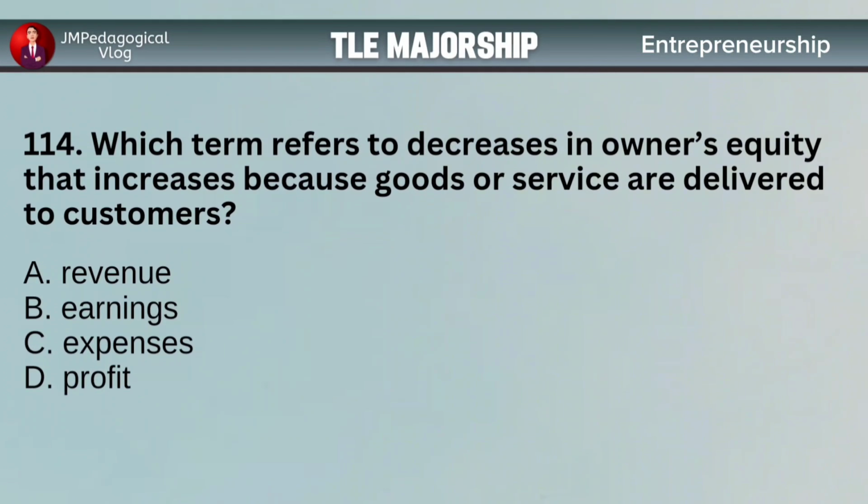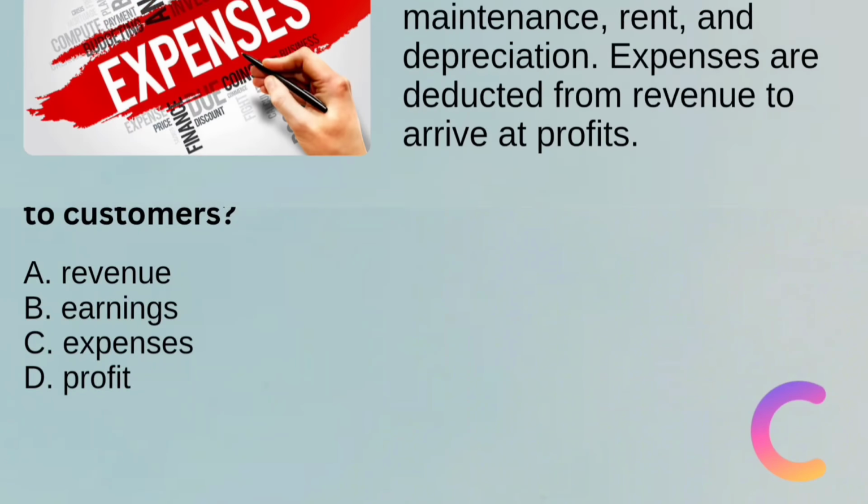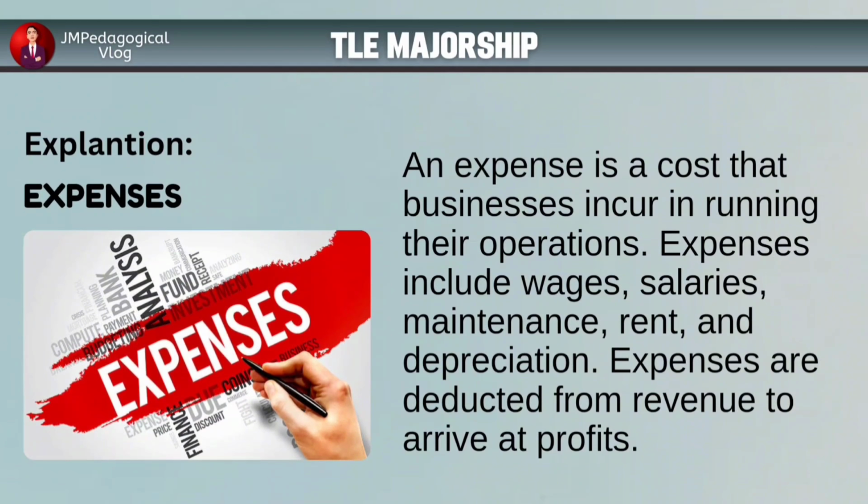114. Which term refers to decreases in the owner's equity that increases because goods or services are delivered to customers? A. Revenue, B. Earnings, C. Expenses, D. Profit. C. Expenses. Explanation. An expense is a cost that businesses incur in running their operations. Expenses include wages, salaries, maintenance, rent, and depreciation. Expenses are deducted from revenue to arrive at profits.